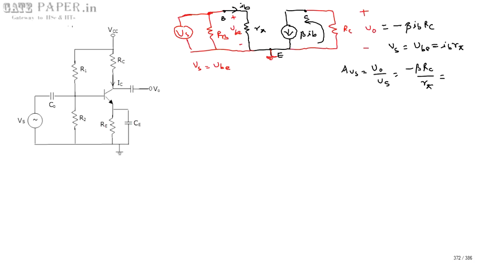And the R pi value can be calculated. R pi is the resistance at the emitter base junction when looking into the base. If you are looking into the emitter, then it is called RE. R pi is the resistance at the emitter base junction.